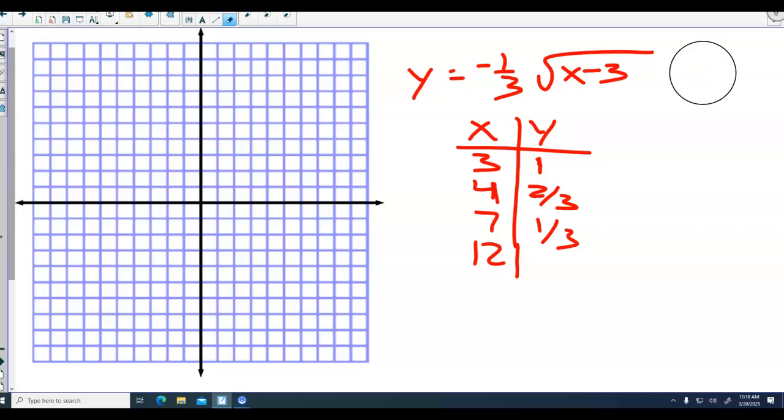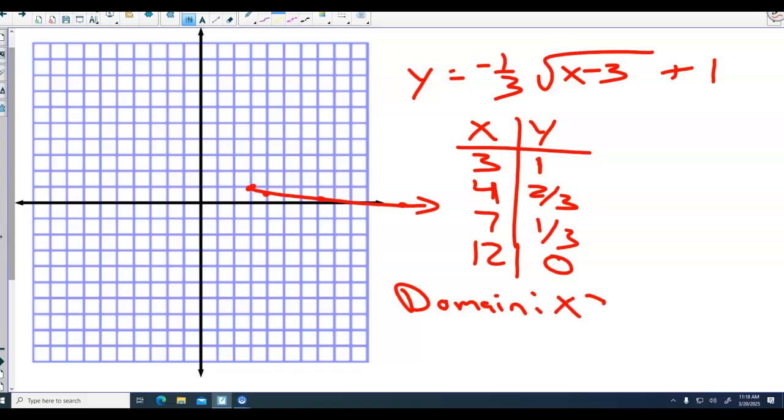And finally, 12 minus 3 is 9. Square root of 9 is 3. 3 times -1/3 is -1. Plus 1, we get 0. So, 3, 1; 4, 2/3; 7, 1/3. And then 12 is on the x-axis. So that's what our graph's going to look like. It's working downward.